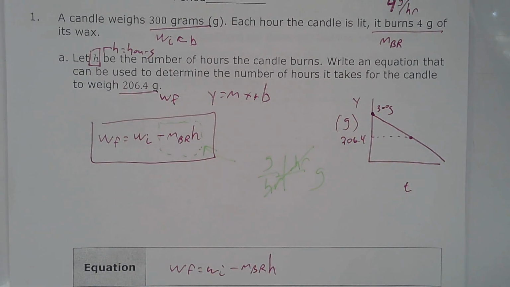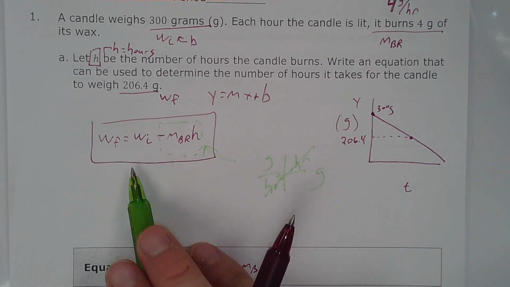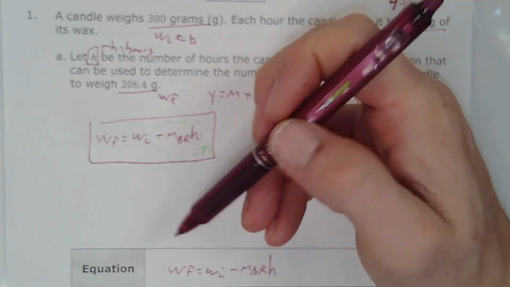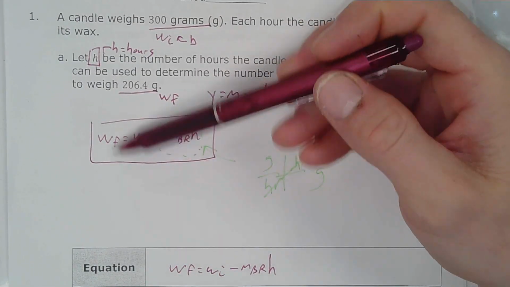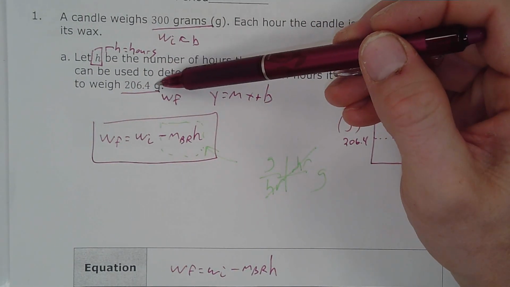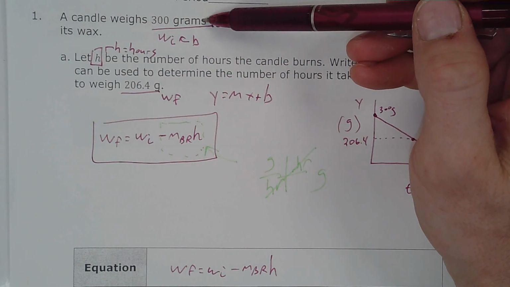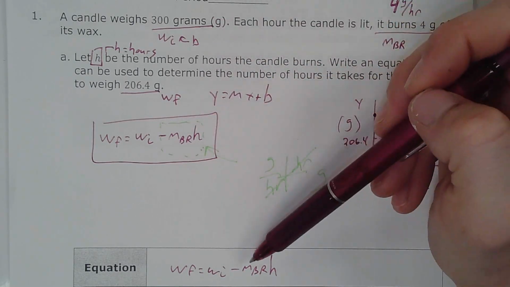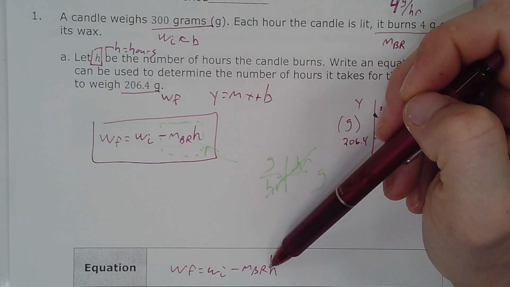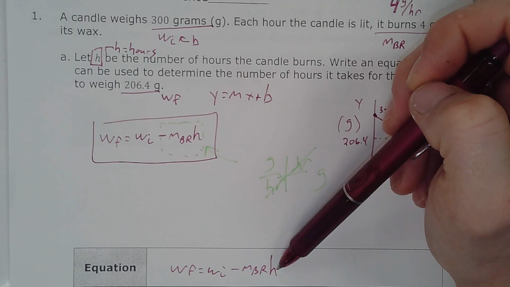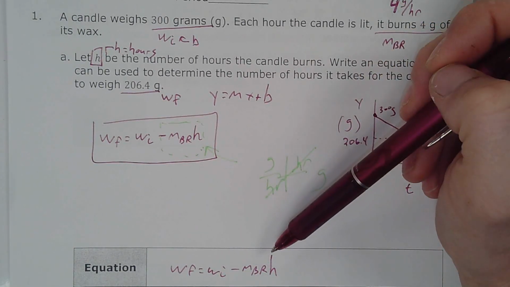Question. I got kind of lost when you started writing the equation. All right. So my final weight is this many. Okay. My initial weight is that much. Okay. The difference is going to be how much I burn over some period of time. My burn rate times my time. So that's just how you write your equation.